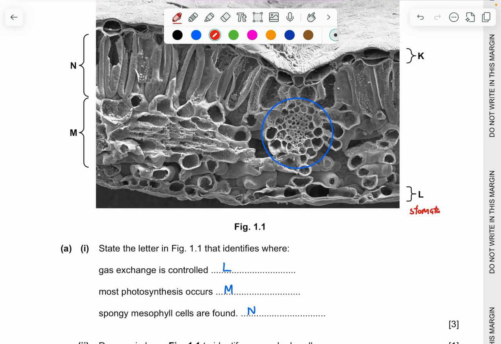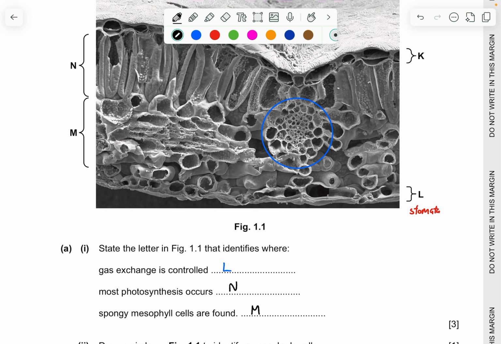Most photosynthesis occurs at M. Okay, so M is actually pointing to you the... I think there's a little bit of a confusion here. This should be N, because most photosynthesis happens at the palisade mesophyll cell, and the spongy cells are usually found at M. Okay, so I just realized that I made a mistake.